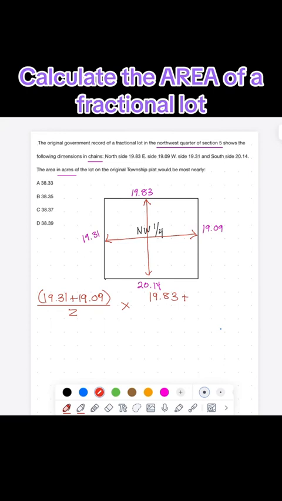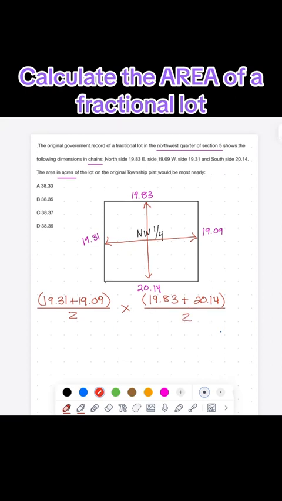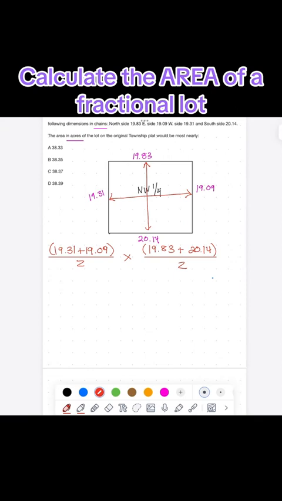So this is how we're going to solve the problem. I'm just setting it up here so that you can see. Adding, like I said, the east and west and dividing by 2, and then the north and south and dividing by 2, and that is going to give us the area in square chains.